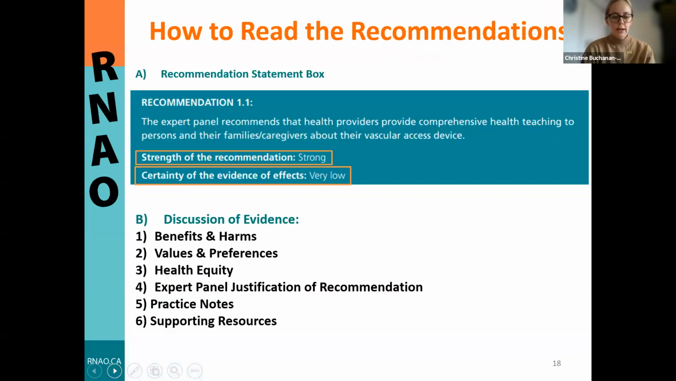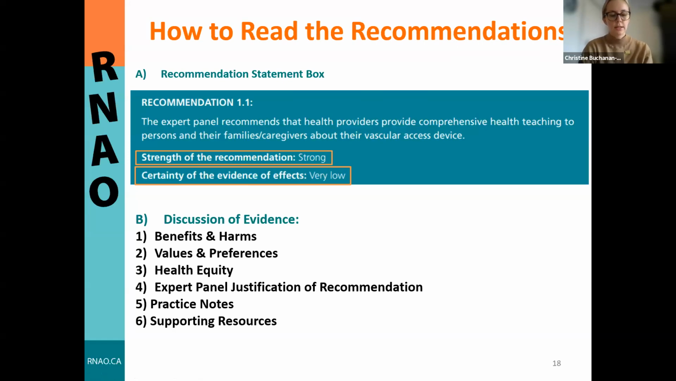So next I will provide an overview of how to read components of the recommendations within the guideline and navigate this large in-depth document. For each recommendation, you will see the recommendation box as shown on the screen, which outlines the recommendation statement, the strength of the recommendation, and the certainty of the evidence of effects. The recommendation box is followed by the discussion of evidence for each recommendation. The discussion of evidence includes 6 components that I'll explain now.